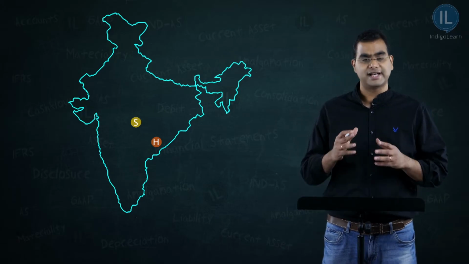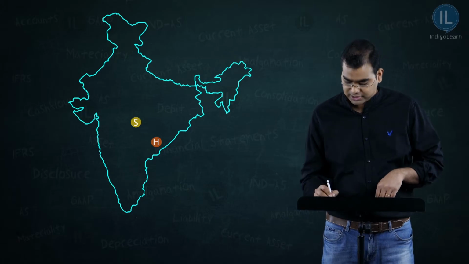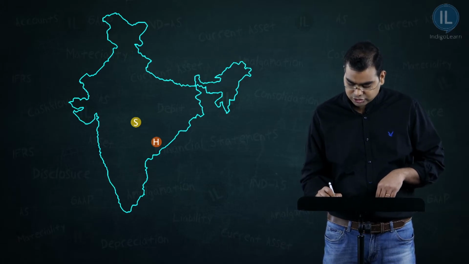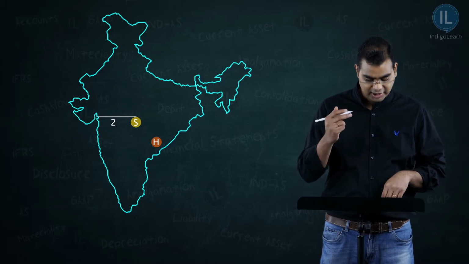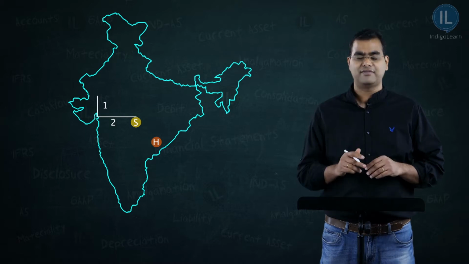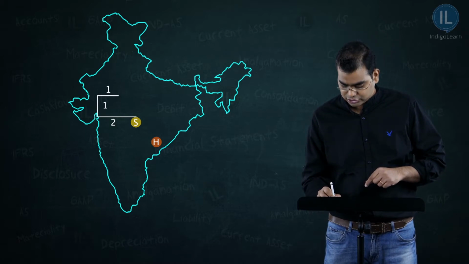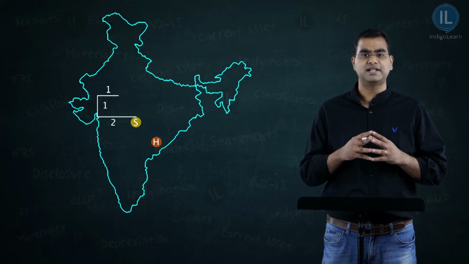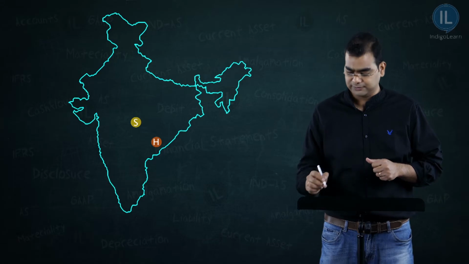So let us look at another direction in which he could have started walking. Let's assume he started walking towards the west. He comes out of his school, walks 2 kilometers to the west, and then he takes a right turn, right? And walks 1 more kilometer. After that, he takes another right turn and walks 1 more kilometer. So, if he takes a western direction, has he reached his home? No, not yet. So, this is also not the right answer.